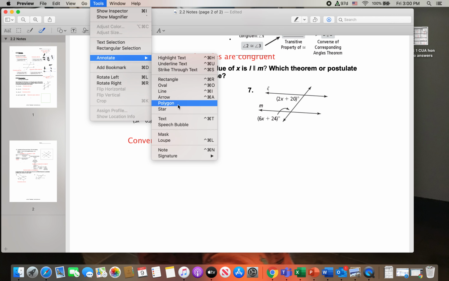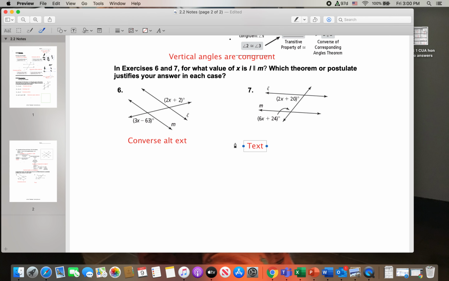So let's try it out and see if it works. 3x minus 63 would equal 2x plus 2. Next line, subtract 2x from both sides. You just have x minus 63 equals 2. Well, then we want to add 2 to both sides, don't we? So then we have x equals 65. So the x that would make those two lines parallel is 65.